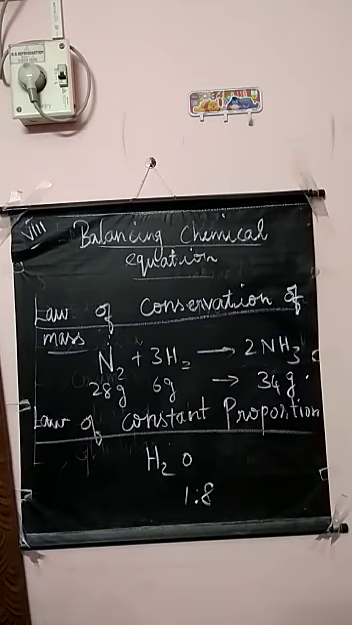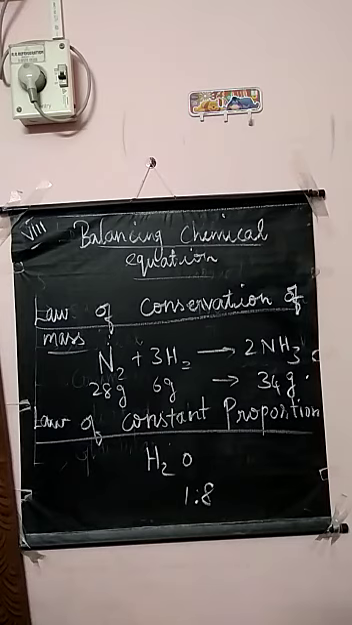In a chemical equation, you have to balance that equation. For that, some steps are given. The first step is to write the elements present in the reactants and products, and write the word equation for the formation of a new substance.